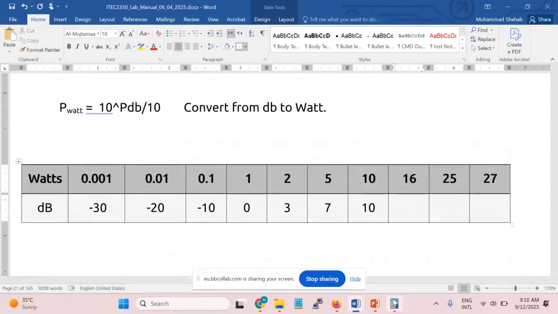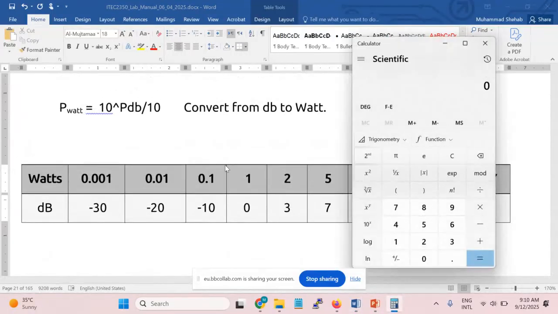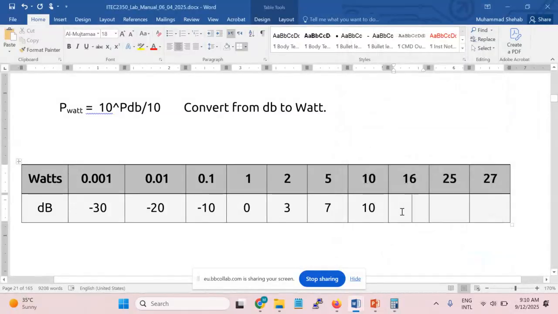20 in dB, how much? Although it is not here, I want to calculate it. 20 in dB divided by 10 equals 2. 10 power 2 is 100. So 20 in dB equals 100 in watts.